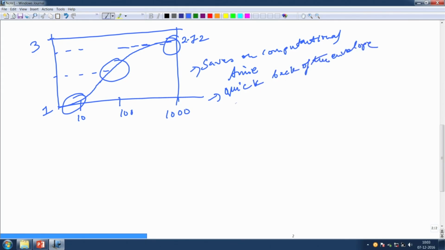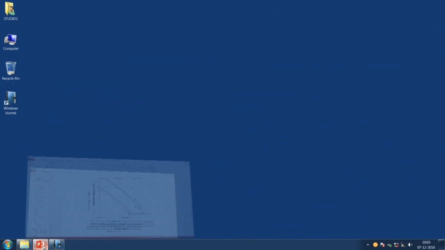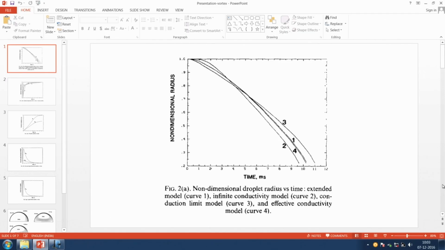Envelope calculations. Okay. So, those things become vitally important. Okay. Now, let us look at the presentation now, because we are supposed to discuss some of the results.